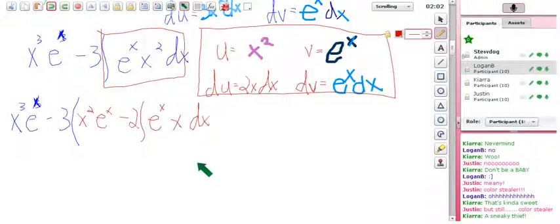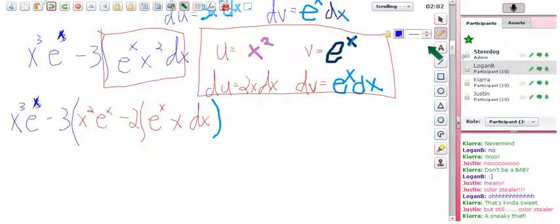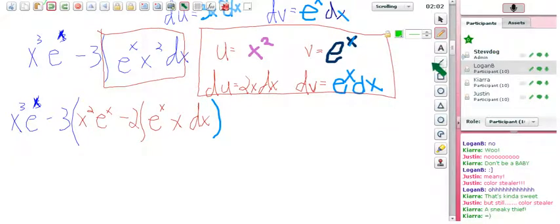Okay, so now we do it all over again. Now let's choose, because we can see how this is getting simpler and simpler every time. It is taking a while, but it is getting simpler. And so let's choose a green u, and green dv.